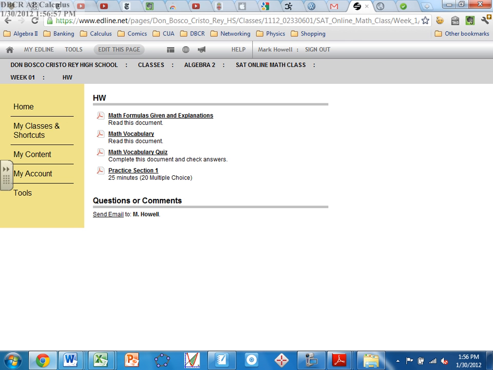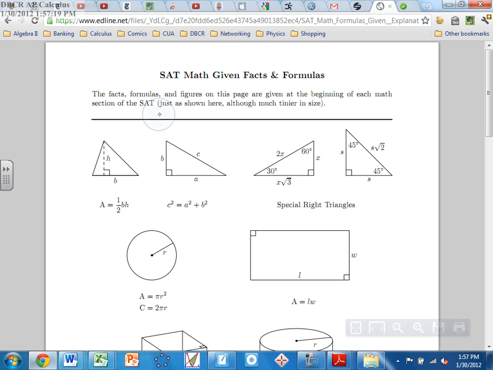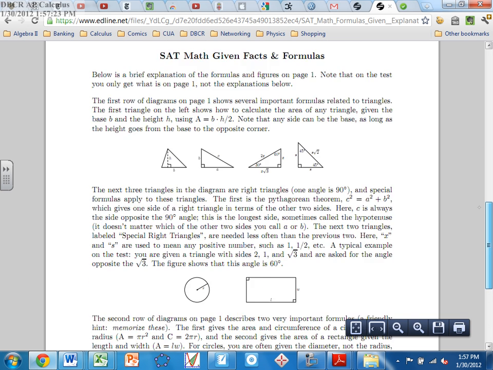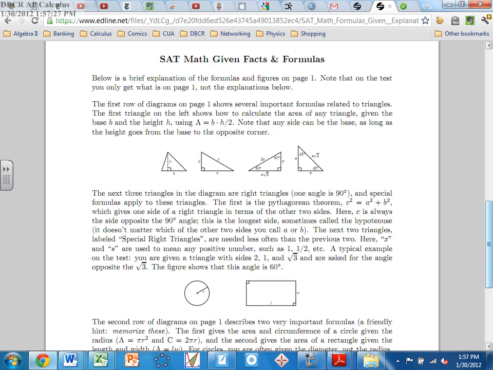At the end of the week on Friday, I'll post the handwritten solutions to all of these. Again, there are many ways to solve these problems, so if you came up with a different method and you'd like to show me, I would love to see it and give you my input. Finally, the last thing I would like you to do for the week, so again, that was completing the practice section 1, is read math formulas that are given and explanations. That's that document. And what you'll notice here is that it is all the math formulas that are given on the SAT. But then if you notice on the next page, you'll see there are a lot of explanations to when you will use them, how you will use them. So again, I recommend doing this.